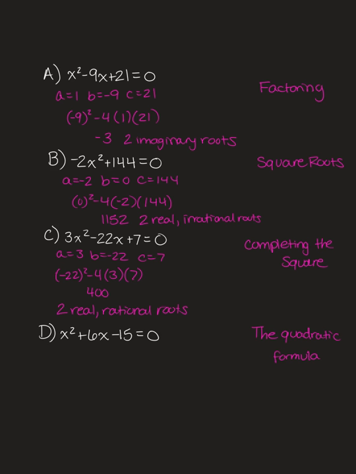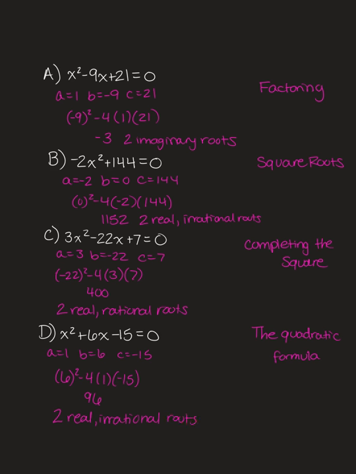And then looking at equation D here, A is 1, B is 6, and C is negative 15. So we have b squared minus 4 times a times c. This will simplify to 96. So we will have two real irrational roots because 96 is not a perfect square.